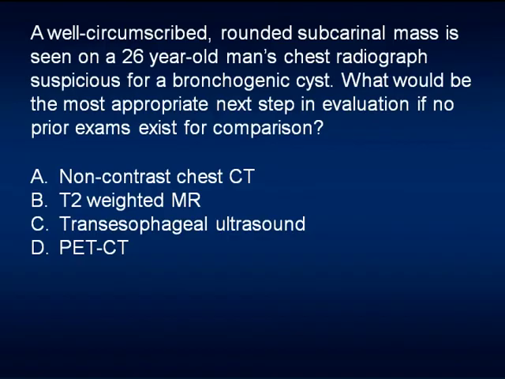So just quickly, our CME question: a well-circumscribed rounded subcarinal mass is seen on a 26-year-old man's chest radiograph, suspicious for a bronchogenic cyst. What would be the most appropriate next step in evaluation if no prior exams exist for comparison? Non-contrast CT, T2-weighted MR, transesophageal ultrasound, or PET-CT?